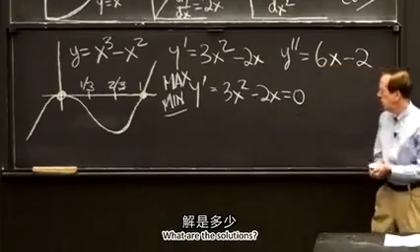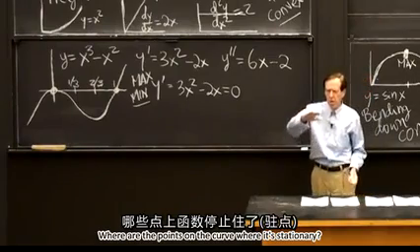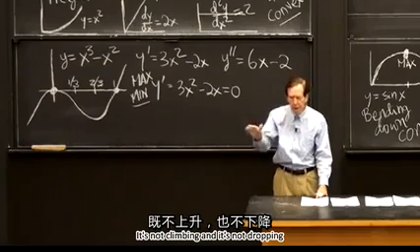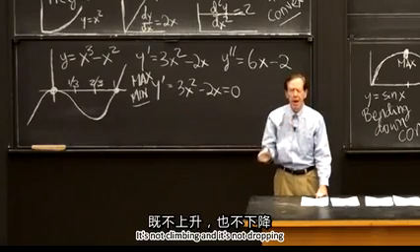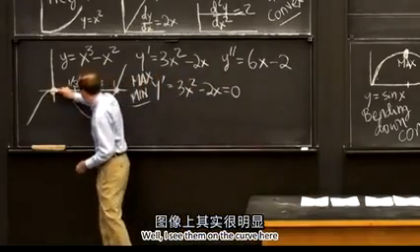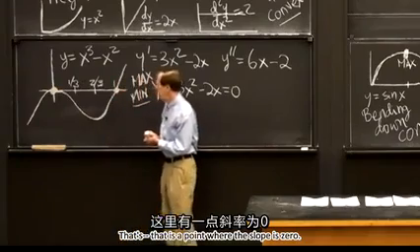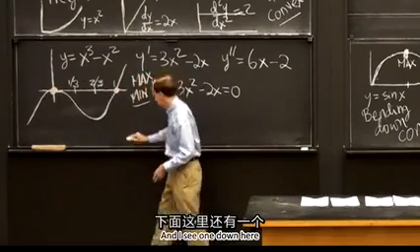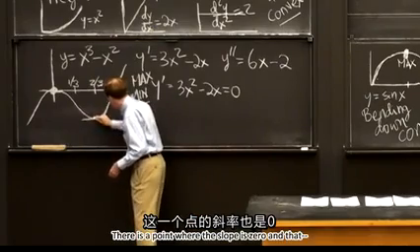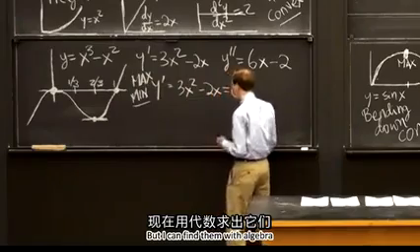So let me set y prime to be 0. What are the solutions? Where are the points on the curve where it's stationary? It's not climbing and it's not dropping. Well, I see them on the curve here. That is a point where the slope is 0, and I see one down here. There is a point where the slope is 0, but I can find them with algebra.